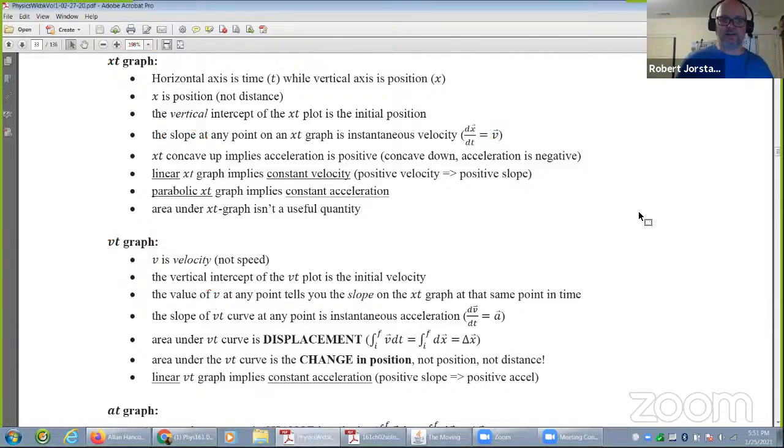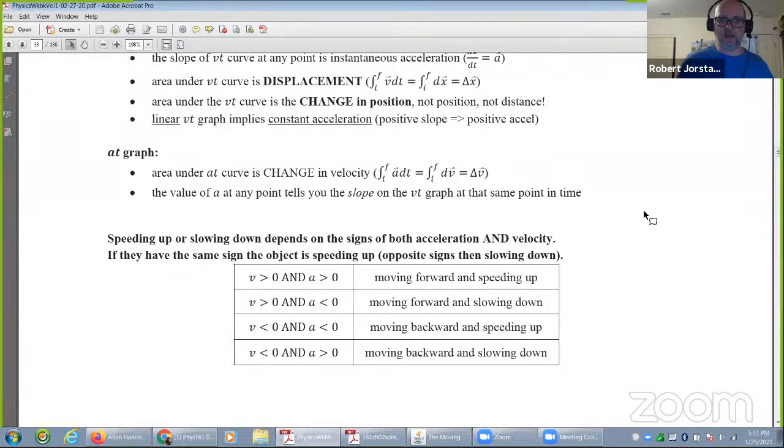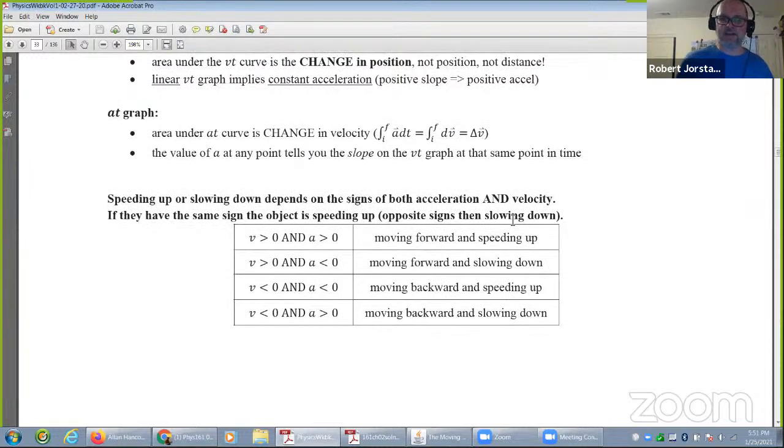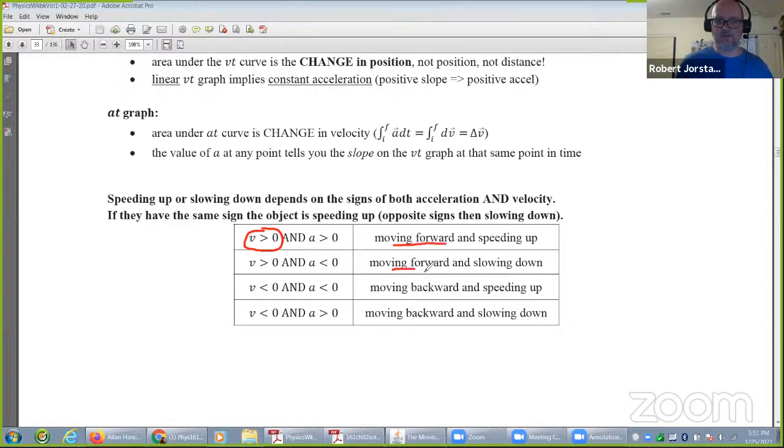Now, if we come down to here, here are some more facts, just some phrasing. You're going to see me using these words. Moving forwards usually means plus I hat or plus J hat. Moving backwards is going to mean negative J hat or negative I hat, okay? Now, the velocity here, let me highlight some information. The sign of velocity tells you whether it's moving forwards or backwards, okay?